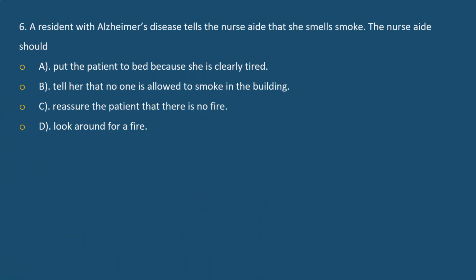Question 6. A resident with Alzheimer's disease tells the nurse aide that she smells smoke. The nurse aide should A. Put the patient to bed because she is clearly tired. B. Tell her that no one is allowed to smoke in the building. C. Reassure the patient that there is no fire. D. Look around for fire.